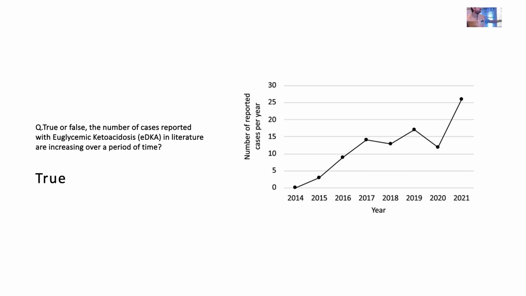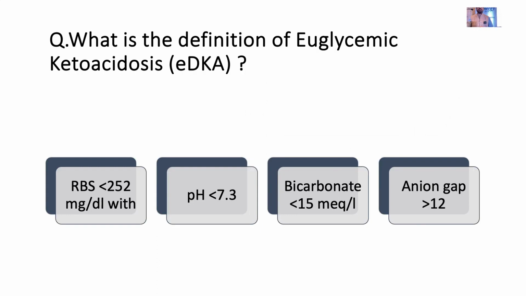common is it? If you see the data from 2014 to 2021, you can see the number of reported cases. These are the cases reported in literature. In 2014, 0 cases of euglycemic ketoacidosis perioperatively, and you can see almost 25 to 30 cases reported recently in 2021, right? So the numbers are increasing. So it's a problem which we all need to be aware about. It could have medicolegal consequences also, so something we need to be very well aware of.